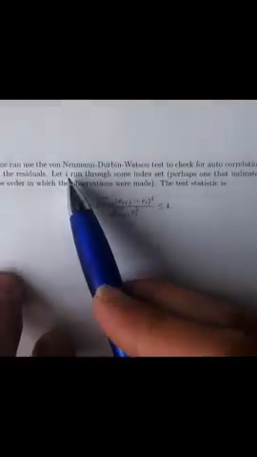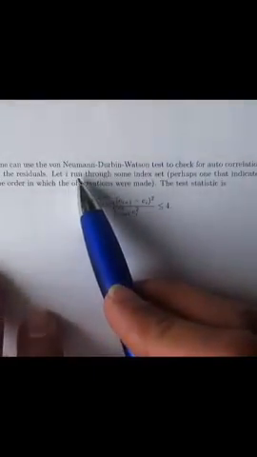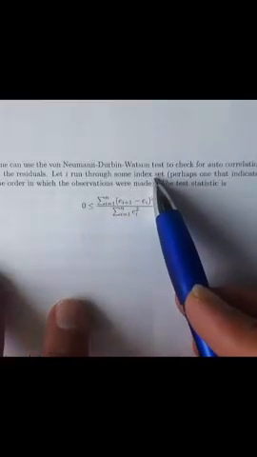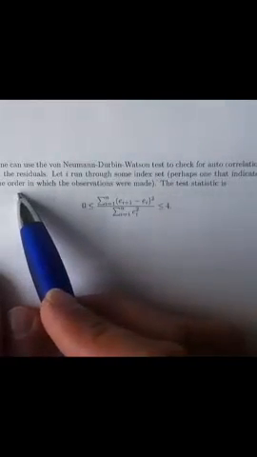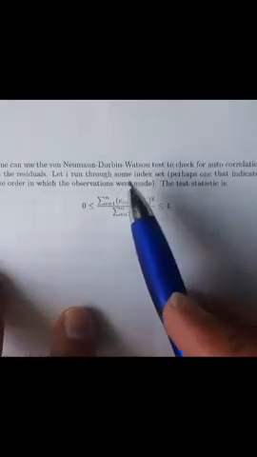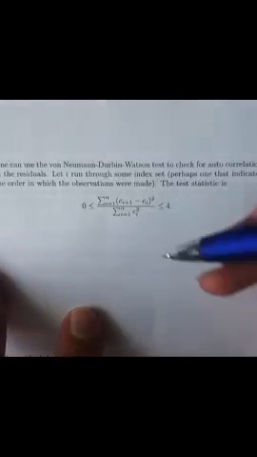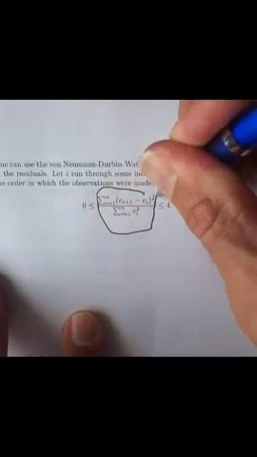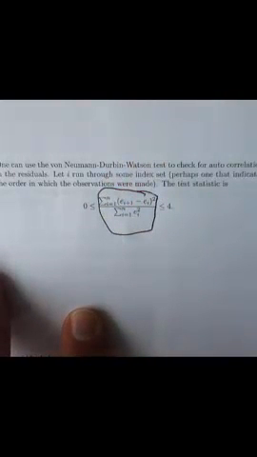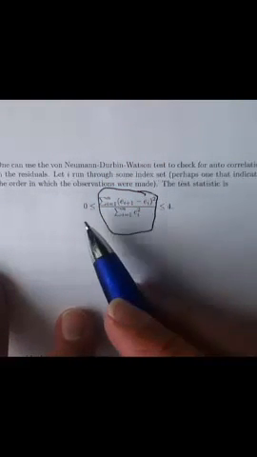All right, so let's talk a little bit about this Durbin-Watson test for autocorrelation in the residuals. Suppose that we index the residuals, let's re-index them by some other index set, maybe the one that indicates the order in which the observations were made, like time or something. So this stuff right here is the test statistic. It's always going to take a value between 0 and 4.